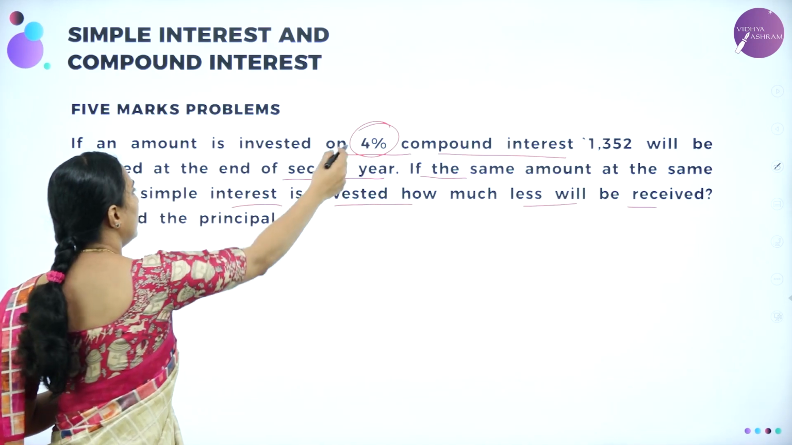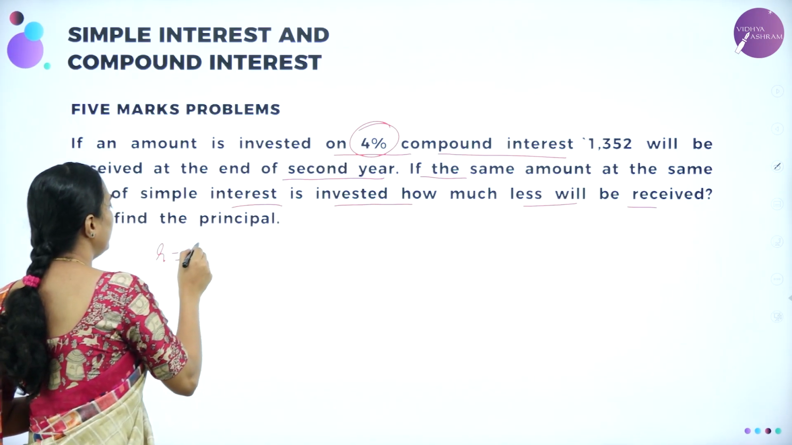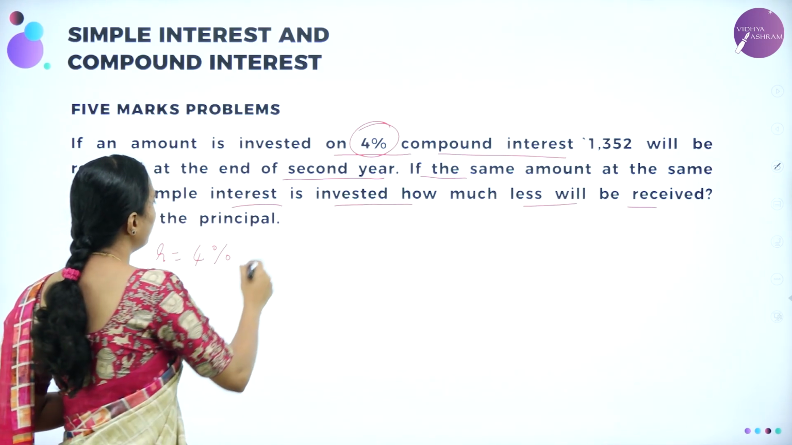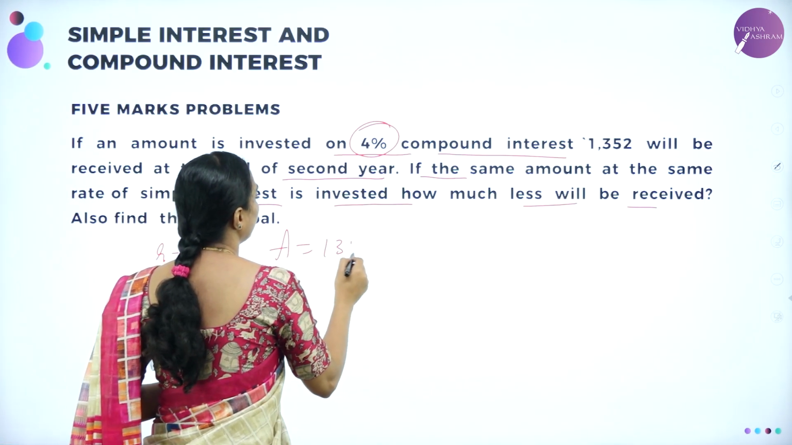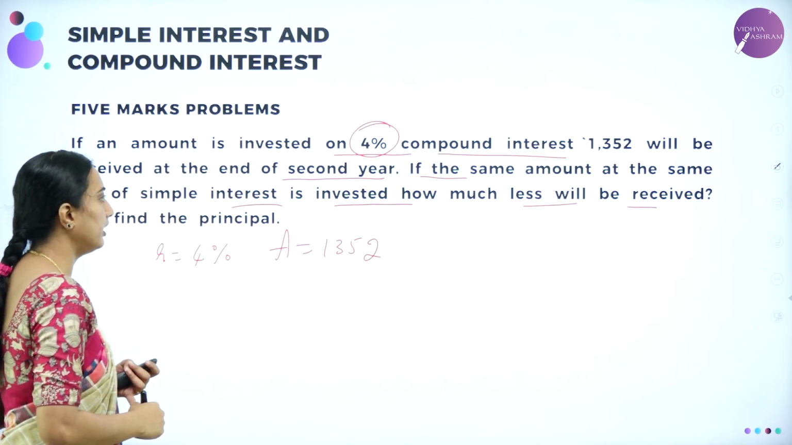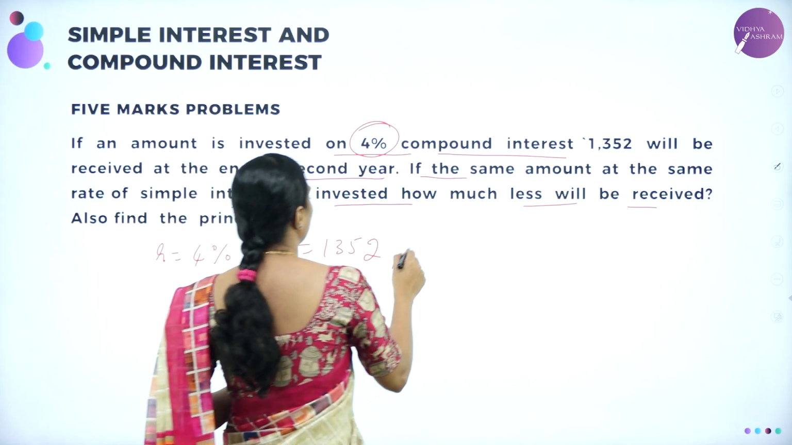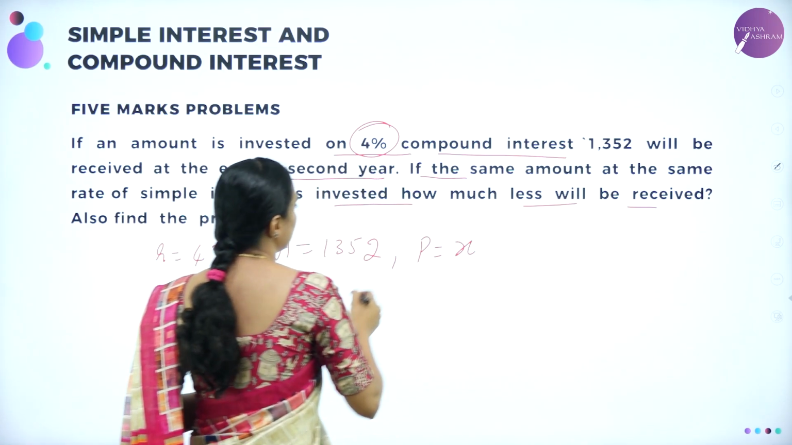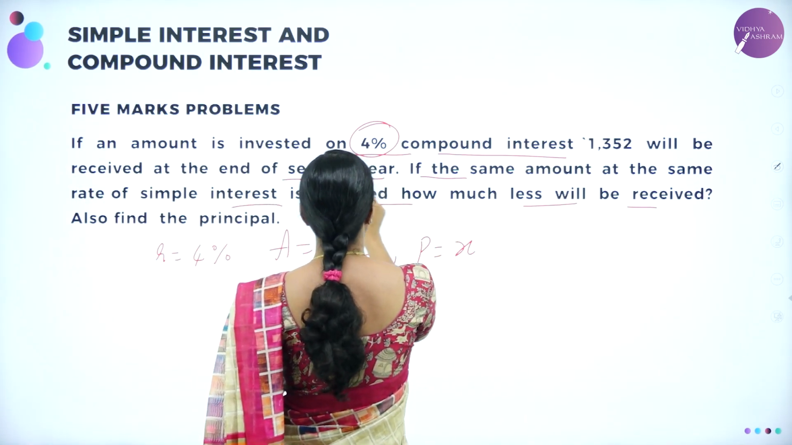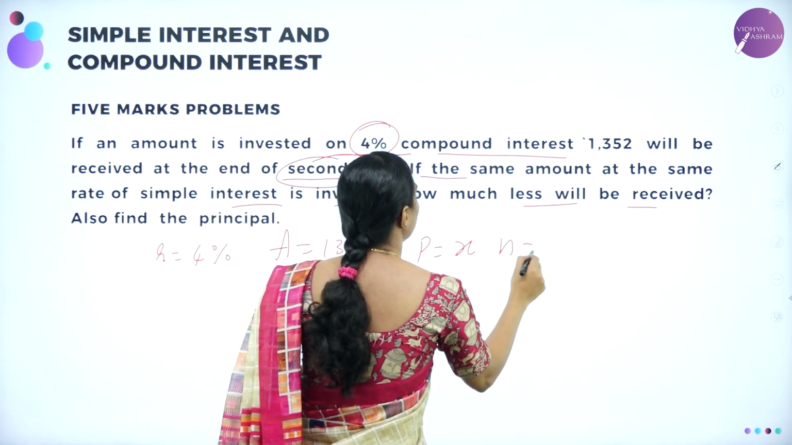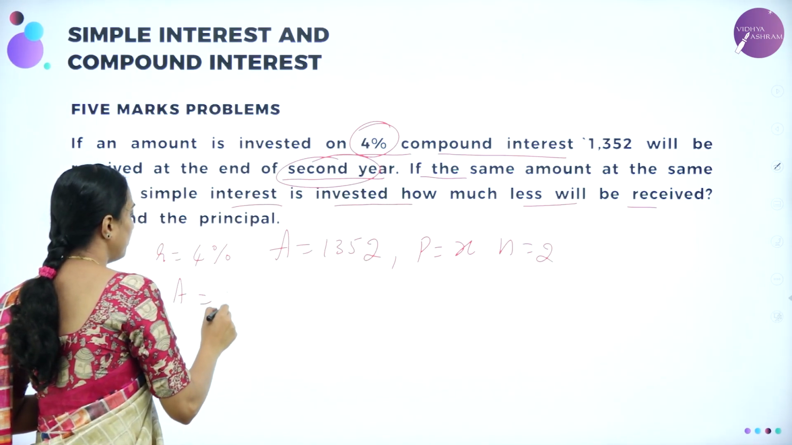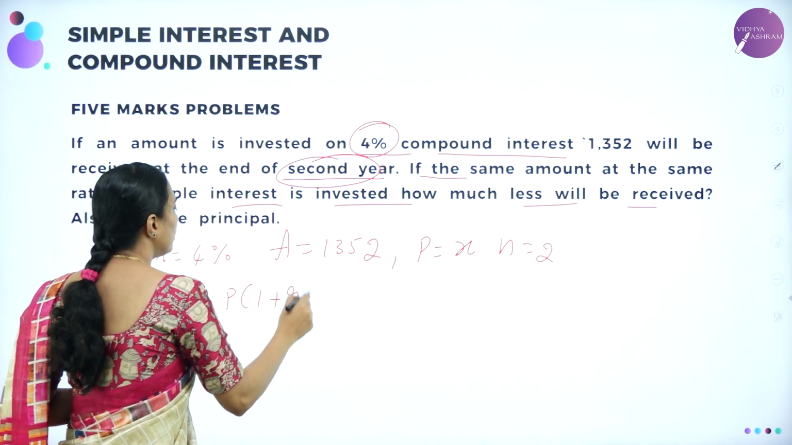They have given here R is equal to 4%, and then they have given the amount, A, is equal to 1,352, which will be received at the end of the second year. Now let P is equal to X, I am going to consider. After the second year, N will be equal to 2 years. Now what is the formula? A is equal to P into 1 plus R to the power of N.